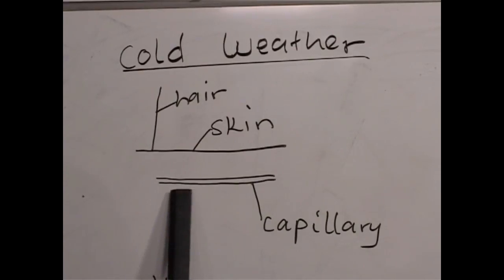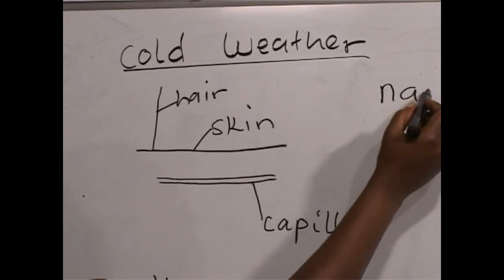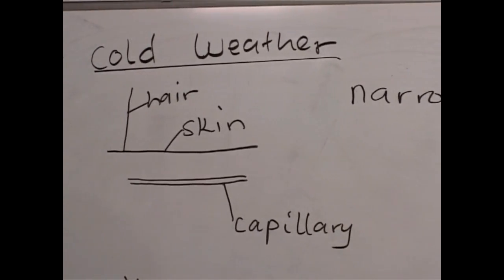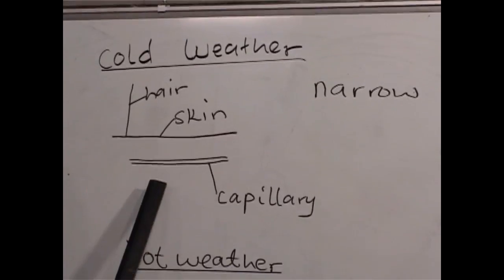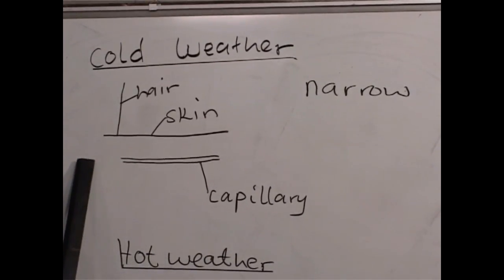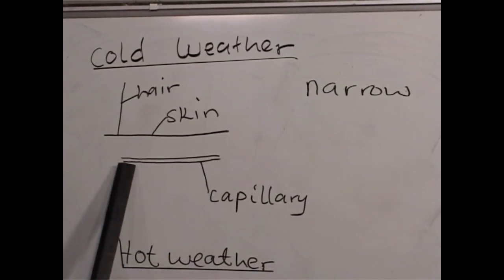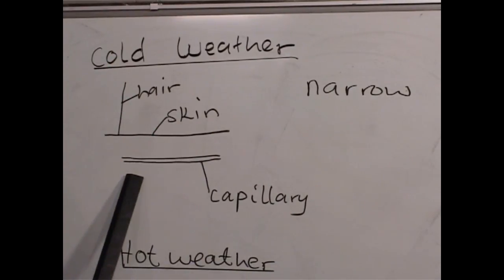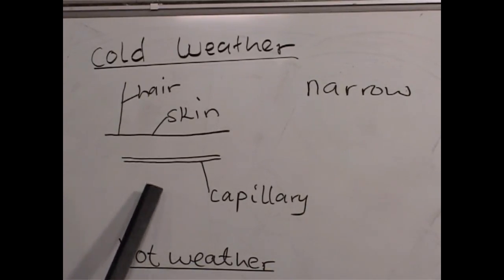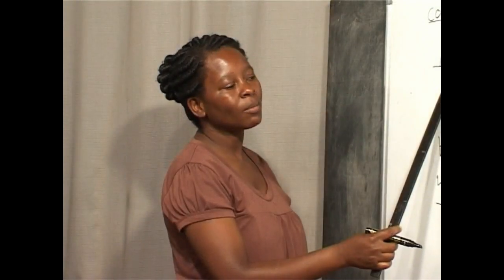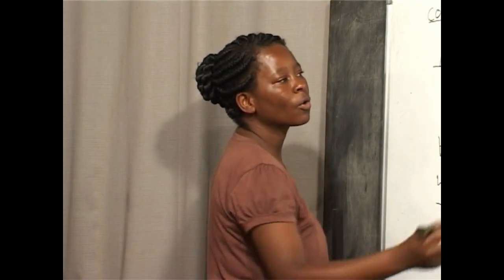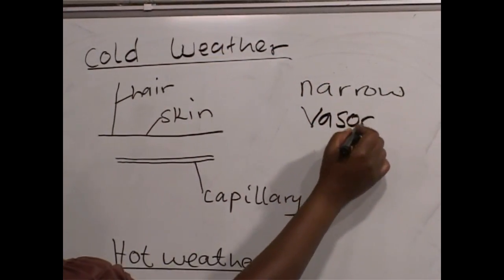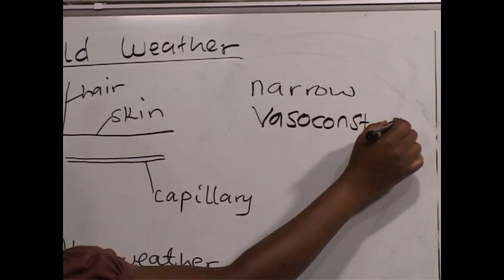The blood capillaries under your skin will become narrow. So when it is cold, for example in June, your blood capillaries under the skin should become narrow. When they become narrow, less blood can flow through them, so less heat will be lost from the body. In other words, the capillaries become narrow, less blood flows through them, and less heat is lost from your body. This situation where the blood capillaries become narrow, we call vasoconstriction.